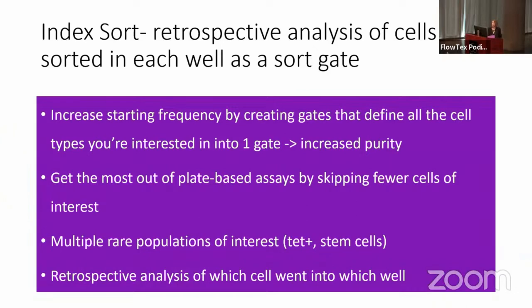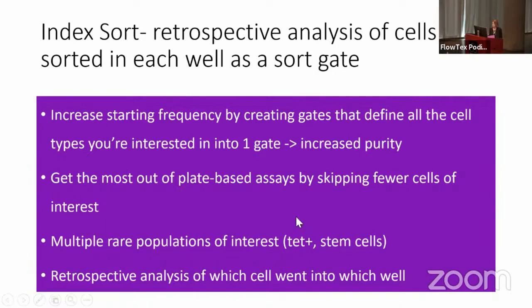Oh, I did want to add two slides on index sorting because I think it's underutilized. It's a way to do a retrospective analysis of cells sorted into each well as a sort gate. Typically you would stain with a bigger panel than you're planning to sort on. You want multiple small populations, but if you can create a gate that defines all of those small populations and cells that you're interested in, you can put one of those cells randomly into each well, and you can know after the fact which one went into which well. This also increases the starting frequency of your sort population, and that's going to increase the purity.